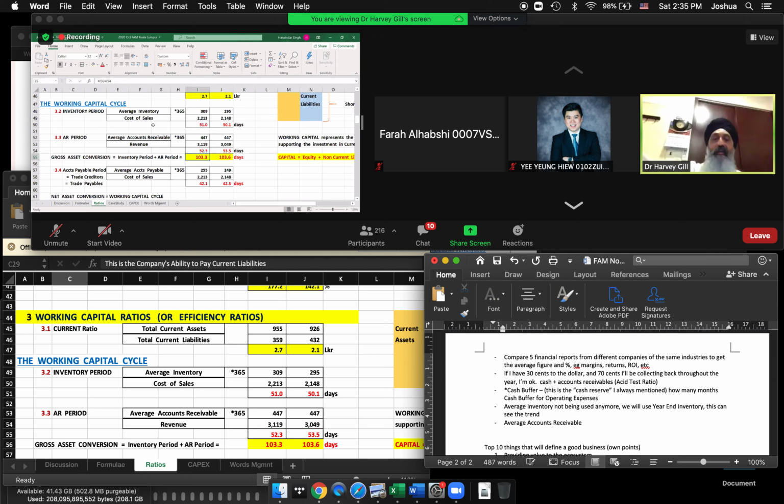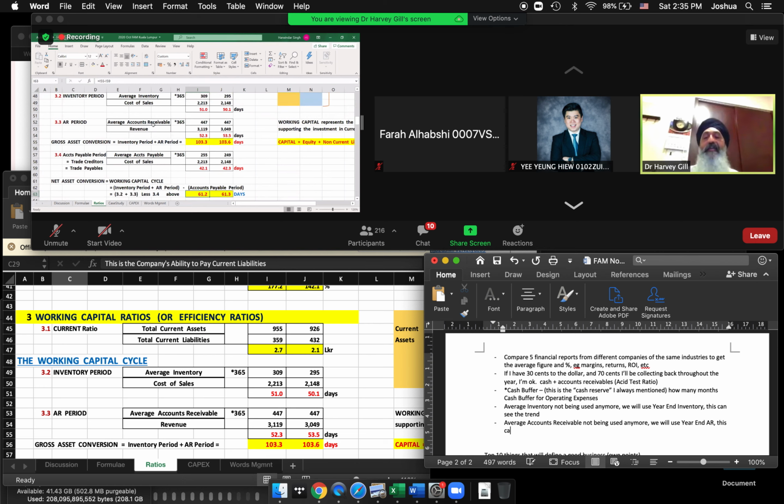But the good news is, if their money is tied up in inventory and accounts receivable, they also get credit from their trade creditors, and we call that the accounts payable. How many days credit do they get? Well, they get 42 days credit. So the net effect is that they have to carry working capital for about 2 months.